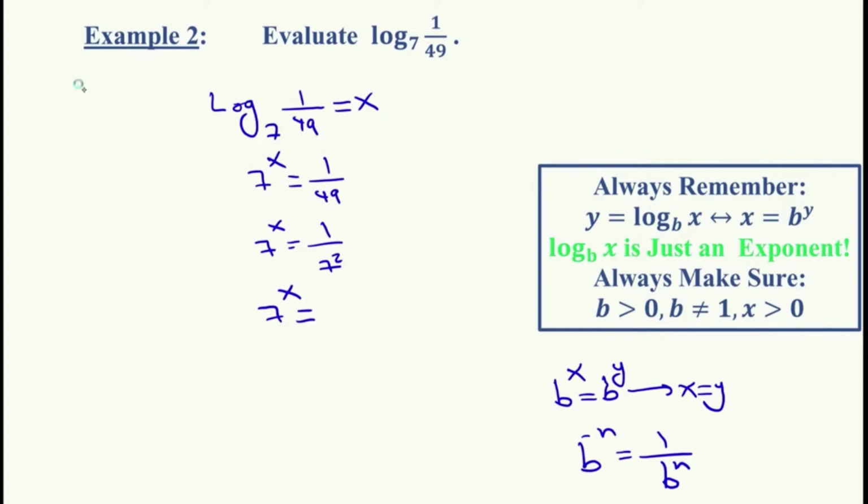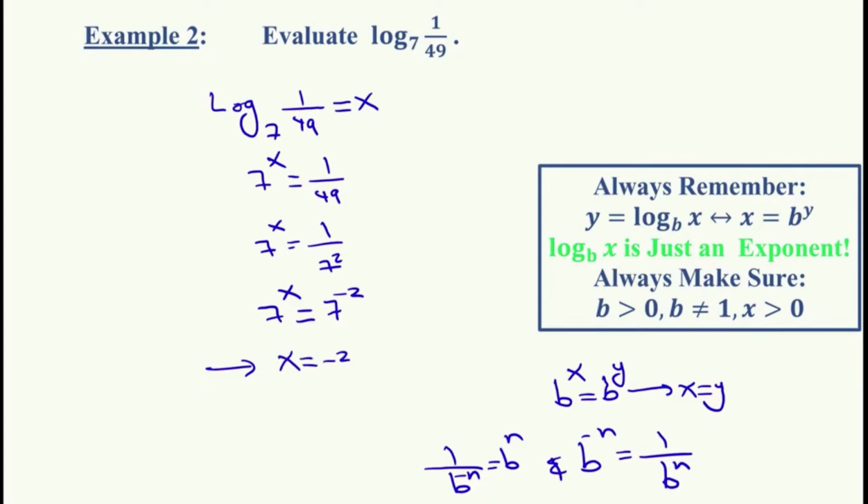to the negative 2. There were 2 versions of this, if you remember. The other one was 1 over b to the negative n equals b to the n. So you use whichever one is appropriate at the given time. For this case, since we have the positive power in the denominator, we're going to be using this one that we wrote first. But sometimes this one comes in handy. So you have to know both. So we get 7 to the power of negative 2. And now, of course, we can conclude that x must be equal to negative 2.